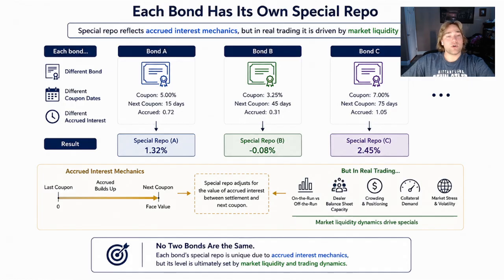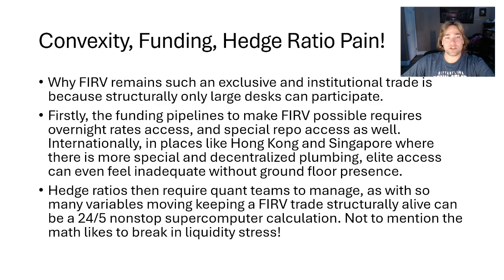And this is just a general overview. Each bond has its own special repo. So if you're a basis trader, you're not looking just at SOFR, you're looking at what's offered. And one of the biggest dynamics is liquidity itself can change special repo. You could have a hypothetical ideal special repo on a bond, but a lot of it, an industry secret, just comes down to the bid-ask spread on the cash bond itself, how much demand there is for it, how much hedging there is for it, if it's on the run, and this makes a huge difference in how the bond gets traded. Convexity, funding, and hedge ratio pain.